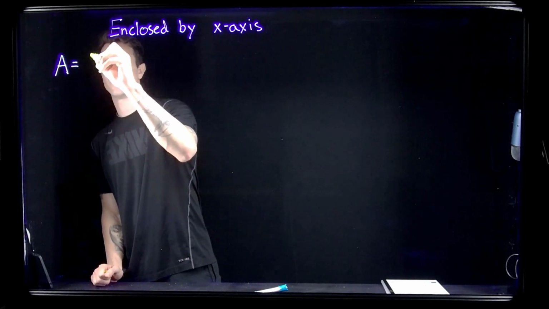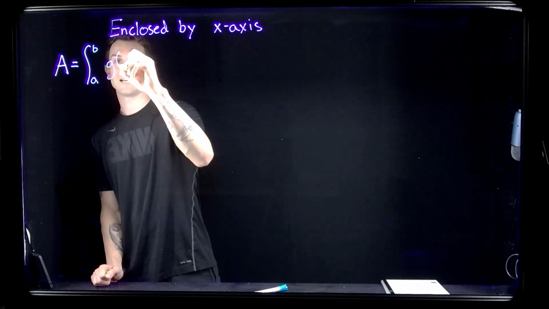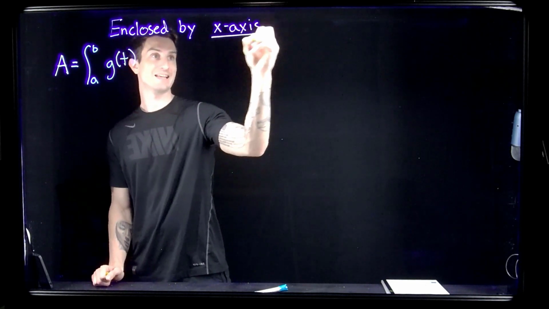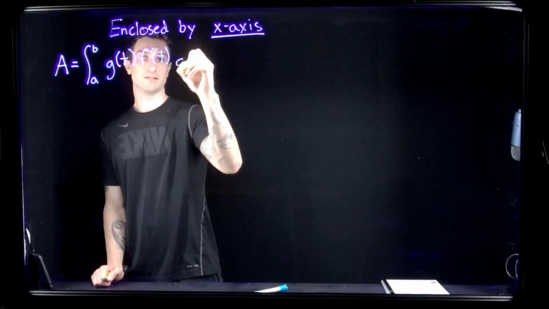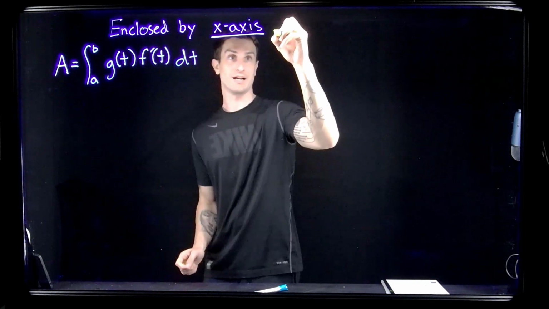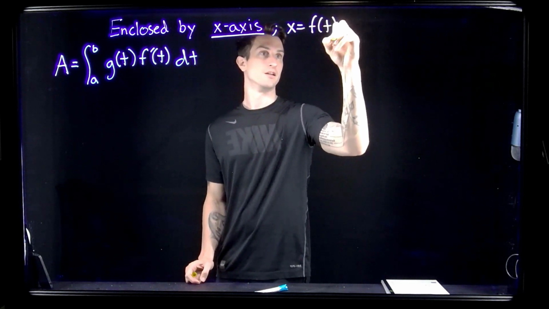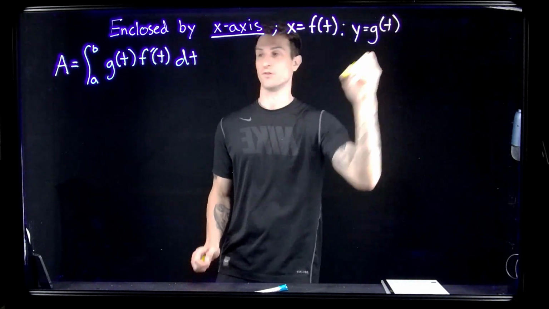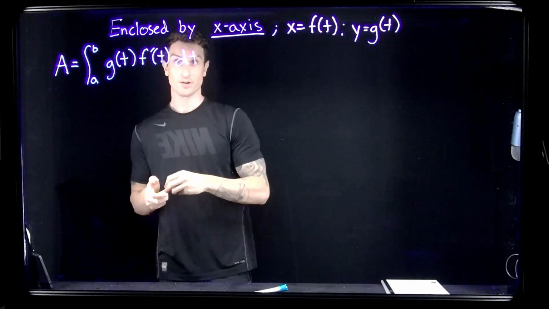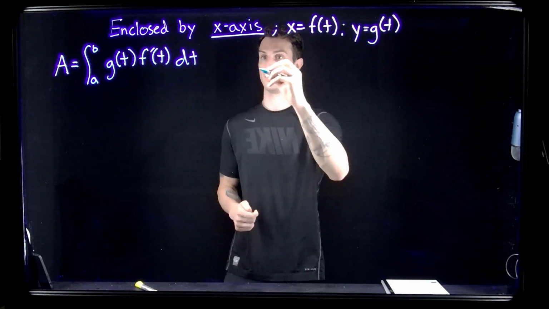A is going to be equal to the integral from a to b. G of t does not get changed, right? Because we're enclosed by the x-axis, this will be f prime of t dt. And in case we forgot, we're typically using x is equal to f of t, and y is equal to g of t for our notation. Okay, so we're enclosed by the x-axis, and now we need some equations to deal with.